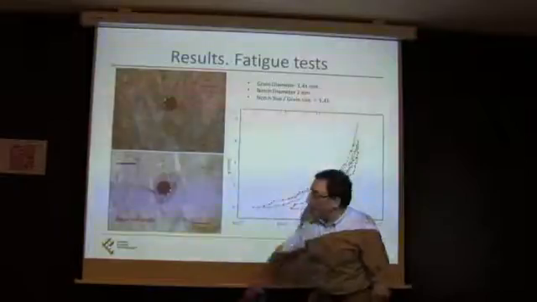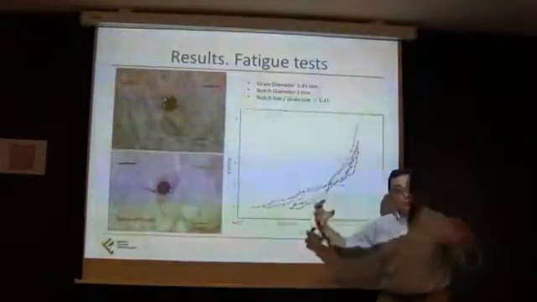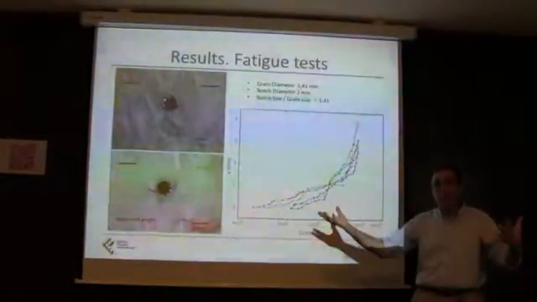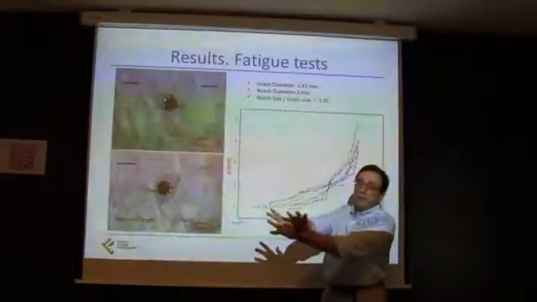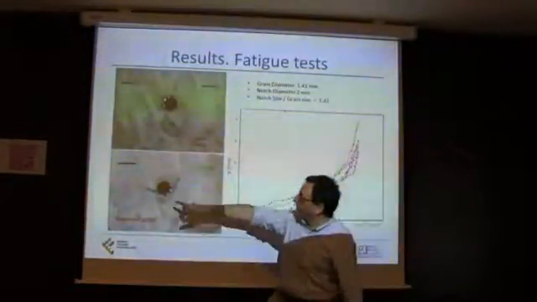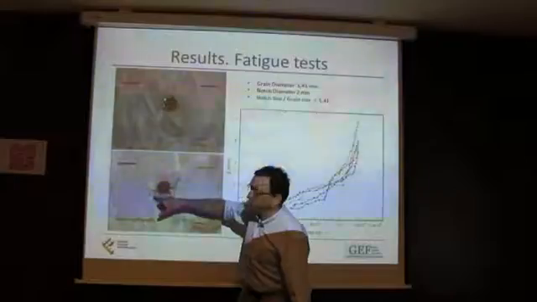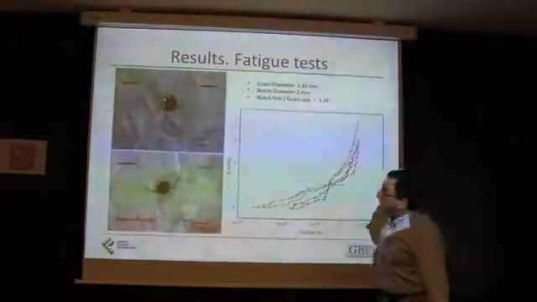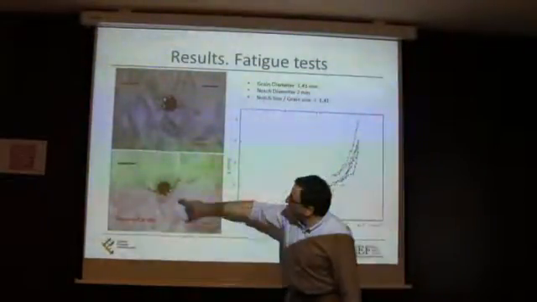You can see here, by the way, this is the specimen viewed with the two cameras, one side and the other. But the image is rotated so that we are seeing the same size of the notch in both of them, right? And you can see the crack growing.